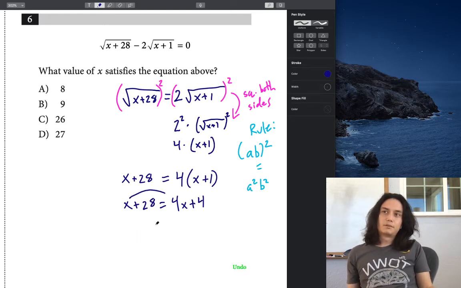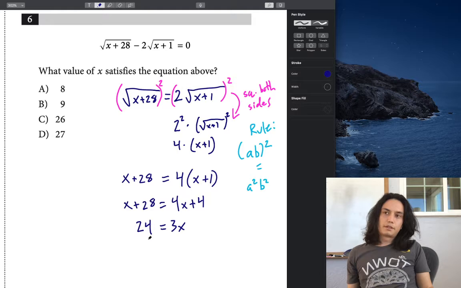I'm going to take this, move it over here. So that part is going to be 3x. Why? We're subtracting x from both sides. Let's take the 4 and move it over here. We're going to subtract 4 from both sides. So this is 28 minus 4. This is 24. This is how we know we're on the right track.